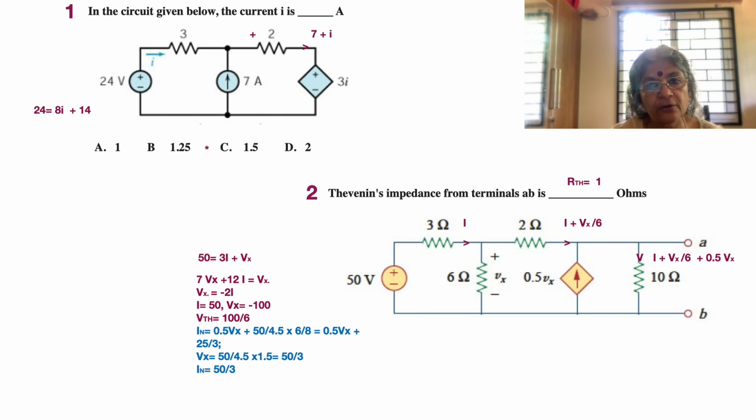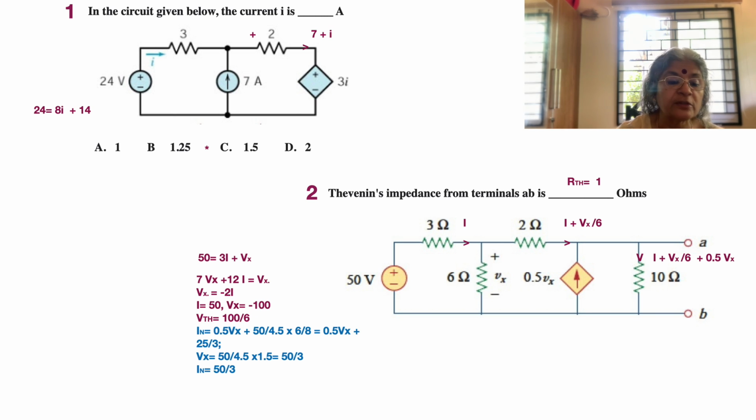Or we are having 2 Vx, and then we also have 0.5, of course, there's a multiplication. Yeah, 0.5 multiplied by 10. That's again 5 Vx. So in total, that's 7 Vx. So 7 Vx plus 12I is equal to Vx.